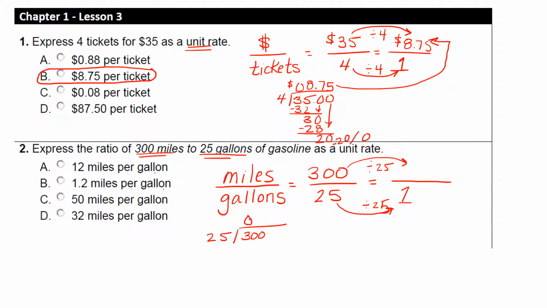25. 25 goes into 30 once. 30 take away 25 is 5. Bring down the 0. 25 goes into 50 two times, which is 50, with nothing left over. So our answer is 12. So our answer choice is A, 12 miles per gallon.